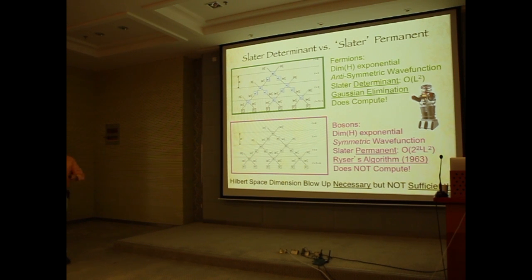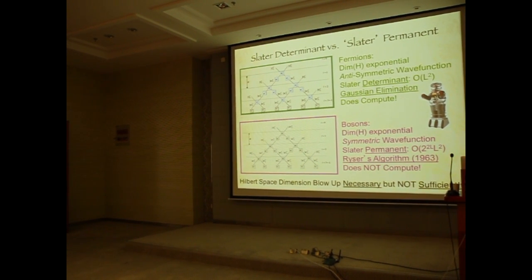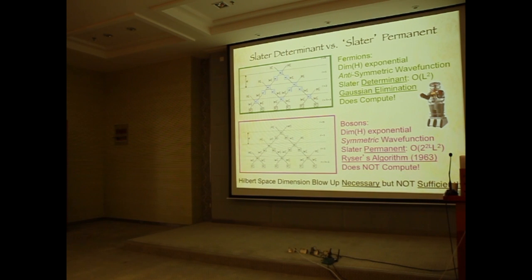You cannot give it a set of input states and calculate the most general output state, because in order to do this, I need to compute the Slater permanent, and I can't do it on any reasonable machine. And that's the difference. And so I learned it's not just the Hilbert space.